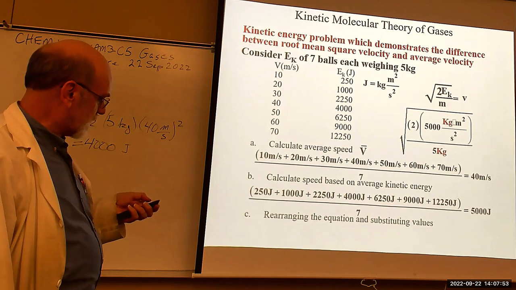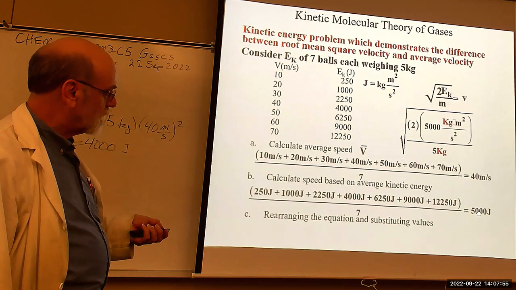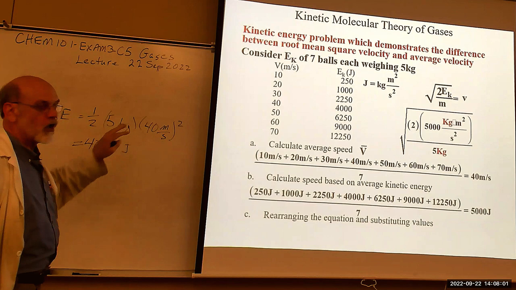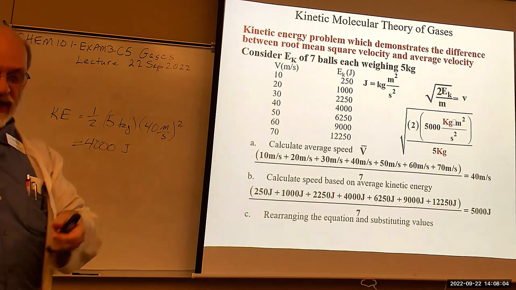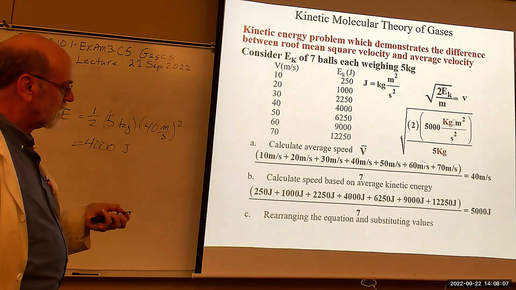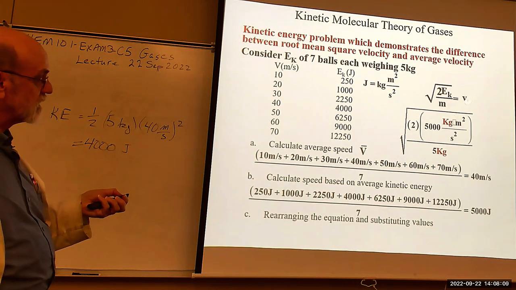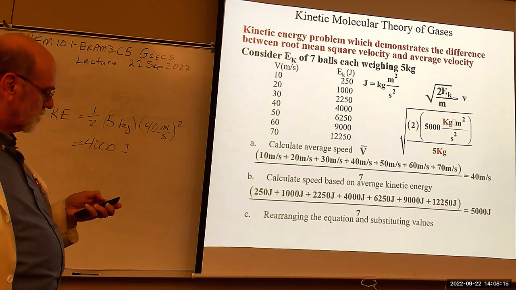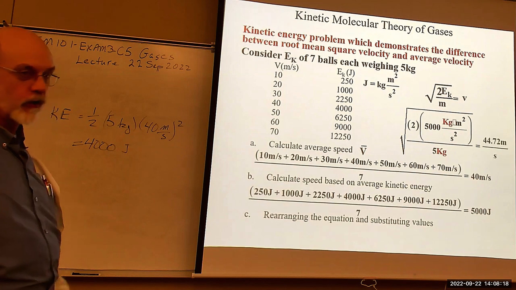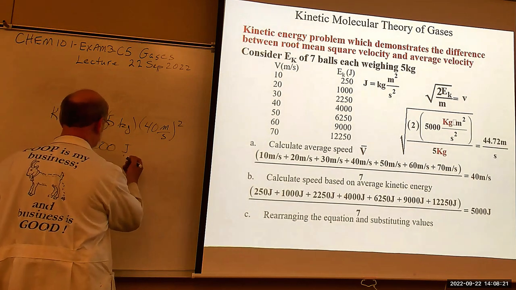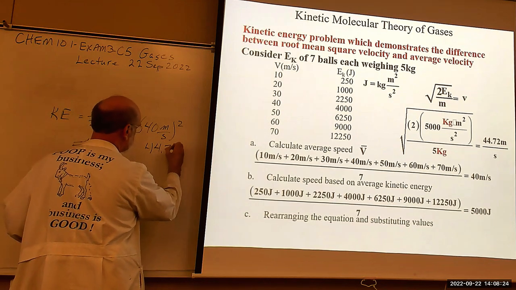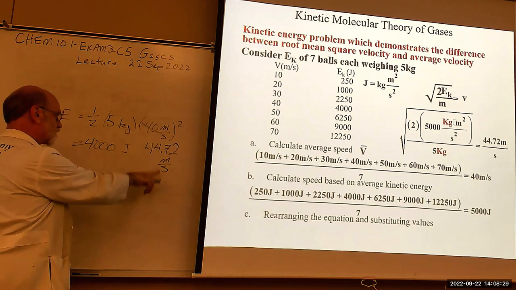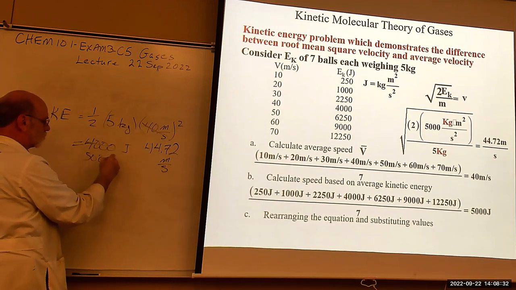Well, if we take that value and set it equal to this equation and then solve for the velocity, what would you get? That's what this is doing right here. This is a rearranged equation to find the velocity based upon this average kinetic energy. When we solve that equation, we get 44.72 meters per second, not 40. If we substitute that one in there, we get 5,000.